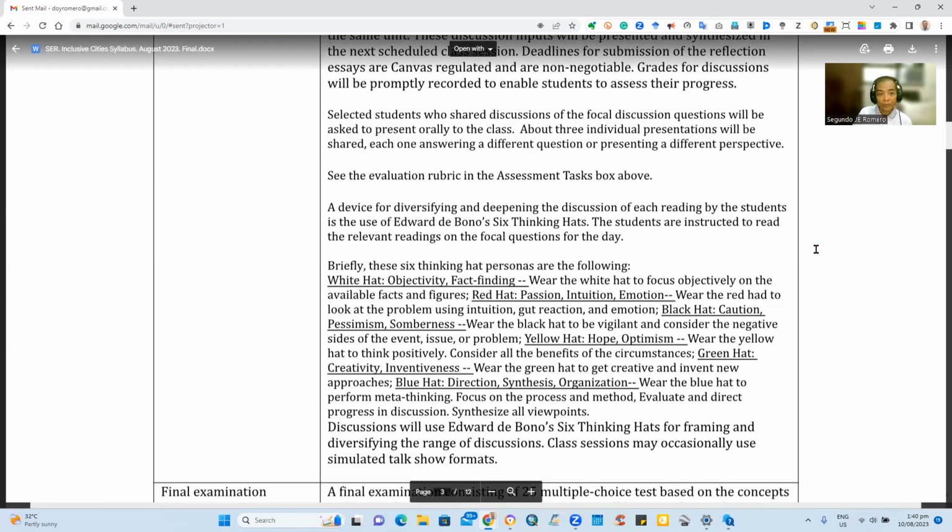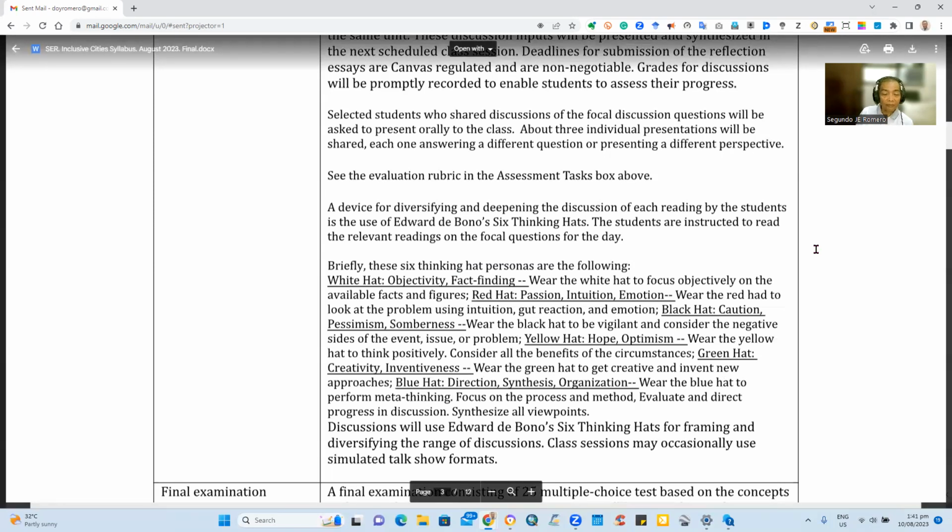When you say you are wearing the white hat, by the way, you have to declare that. In this particular mini essay, I'm wearing the white hat, and so I'm being objective and doing a fact-finding presentation. So you wear the white hat to focus objectively on the available facts and figures.